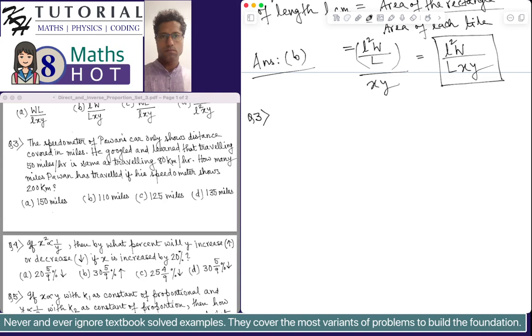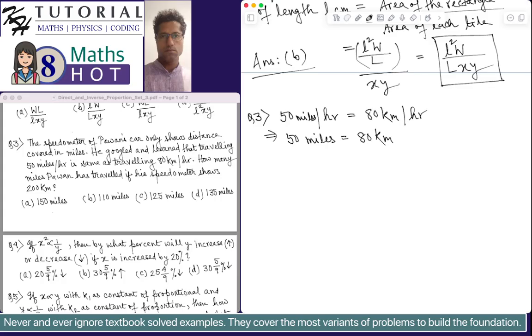This actually means 50 miles per hour is equal to 80 kilometer per hour. So we can say from this fact that 50 miles is equal to 80 kilometer.